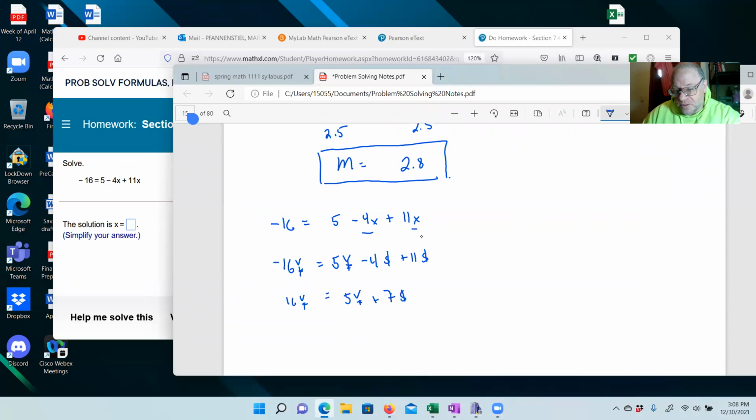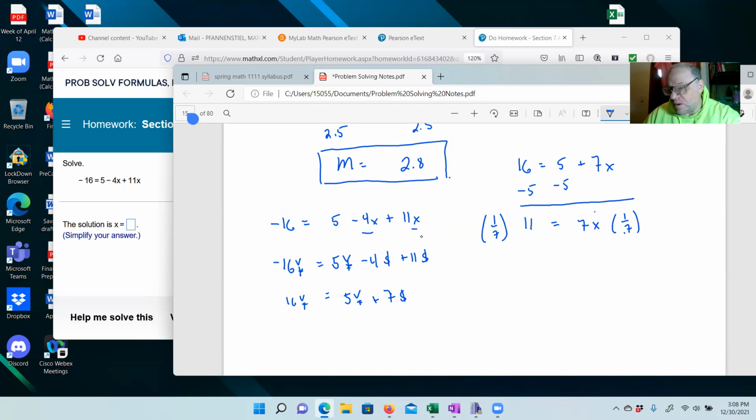Okay, so let's go ahead and solve this. So negative 16 is equal to 5 plus 7x. Then we're just going to go ahead and subtract 5 from both sides. So 16 minus 5, that would be 11. 11 is equal to 7x. And then we're going to multiply by 1/7.